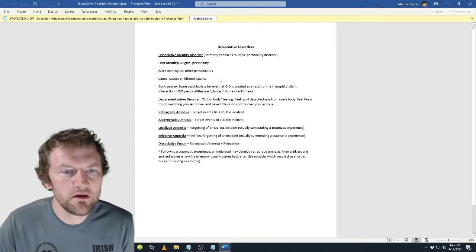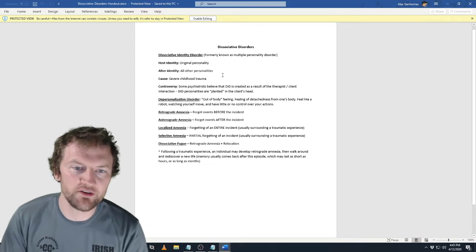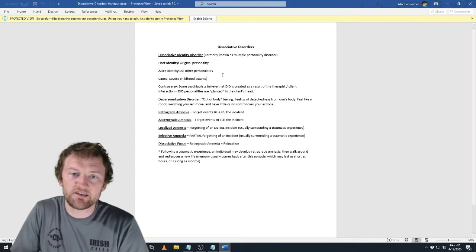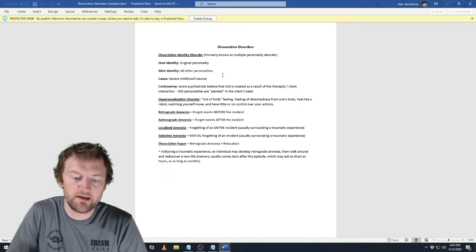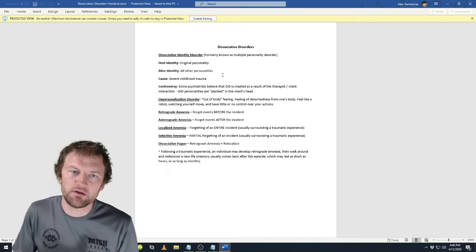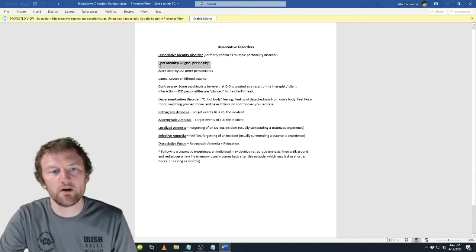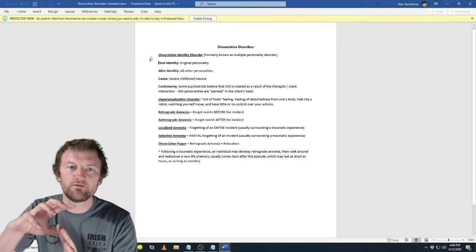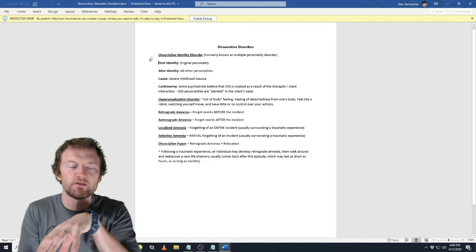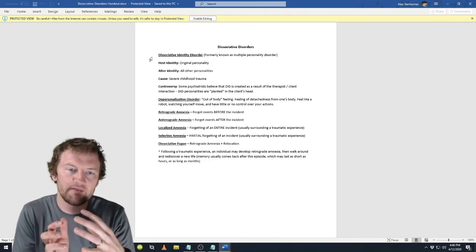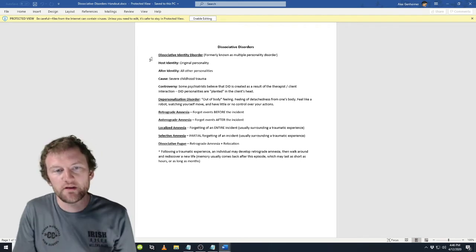But the cause is severe childhood trauma. If a person was severely abused as a child, they can't deal with that abuse as the original person, which is called the host. So they switch into a different person who's not abused, and they can get away from that in their alter identity, which is all the other personalities.